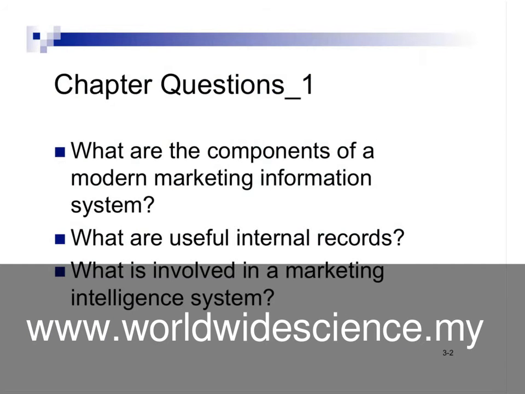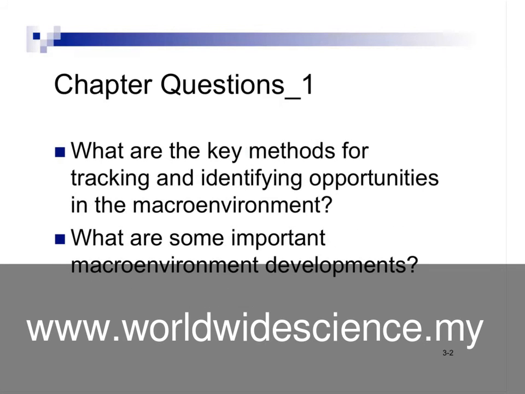Okay, so in this chapter, we are going to talk about the components of the modern marketing information system. MIS, management information system, has different categories to it. One of the categories of MIS is the marketing information system. So what sort of data are we talking about? What are the components of MIS? What are useful internal records, and what is involved in a marketing intelligence system? So it's more of a database or information system for marketing.